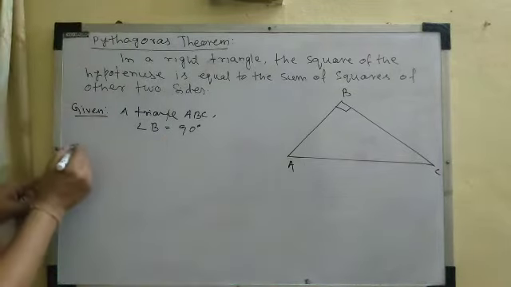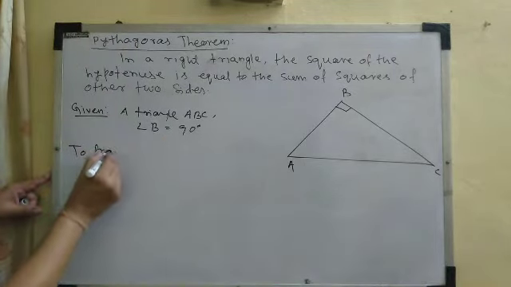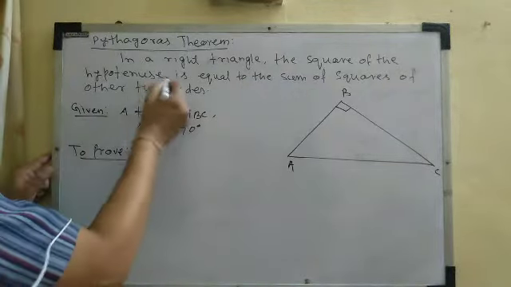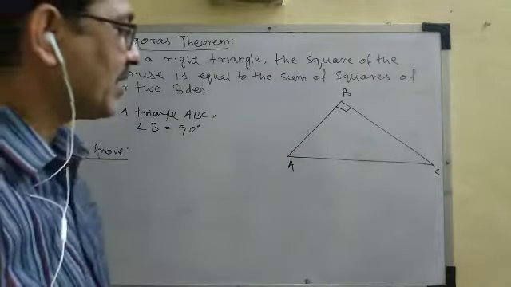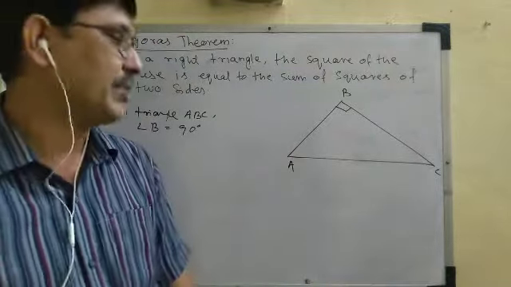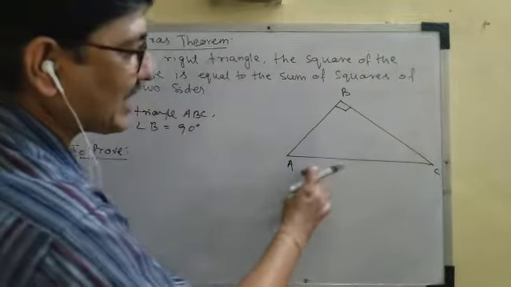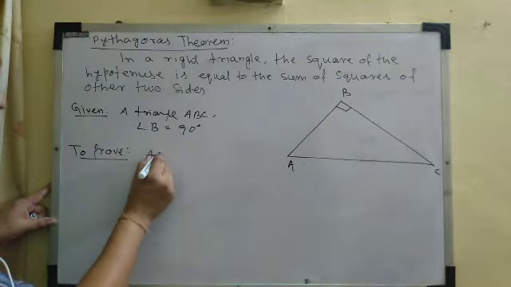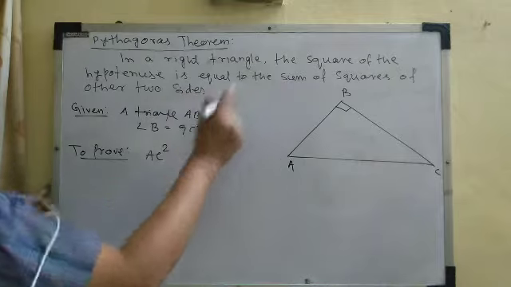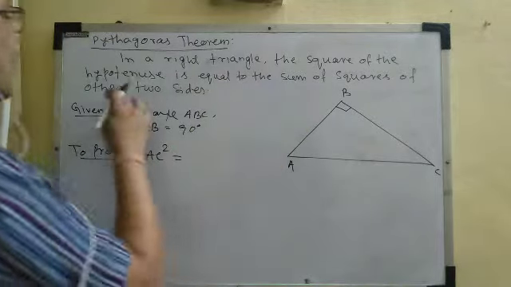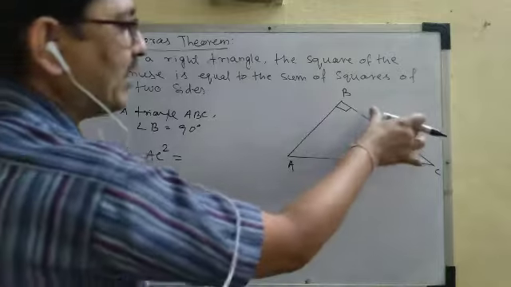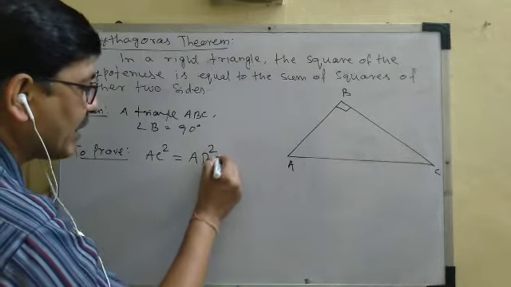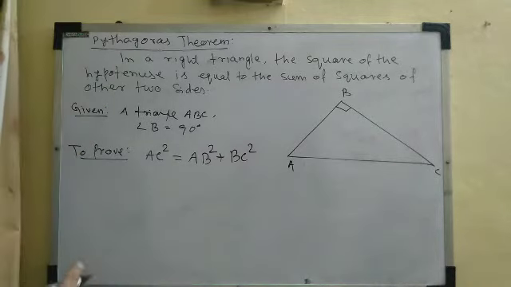What we have to prove? We have to prove that the square of the hypotenuse. So here hypotenuse means the side opposite to right angle is the hypotenuse. So right angle is B and opposite to it is AC. So this AC is the hypotenuse, and the square of the hypotenuse means AC square. AC square is equal to the sum of the squares of other two sides. So the other two sides are AB and BC. So sum of the squares of these two sides AB and BC, that means AB square plus BC square. This we have to prove.